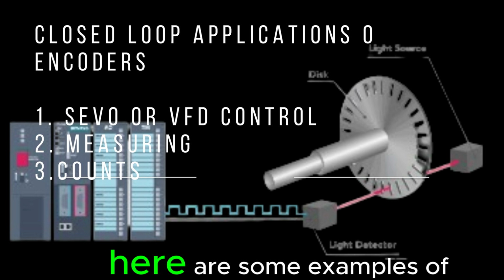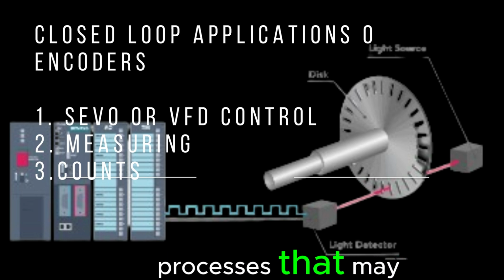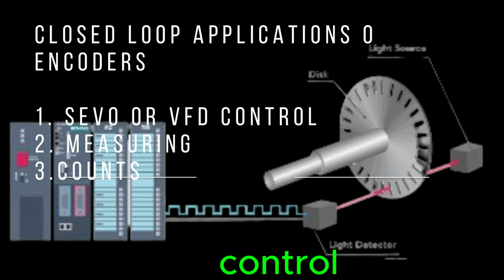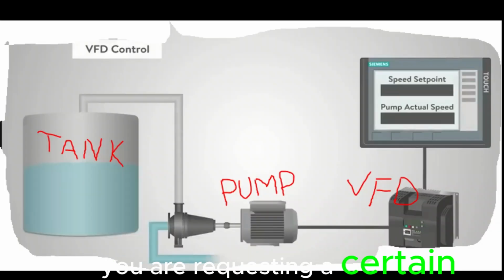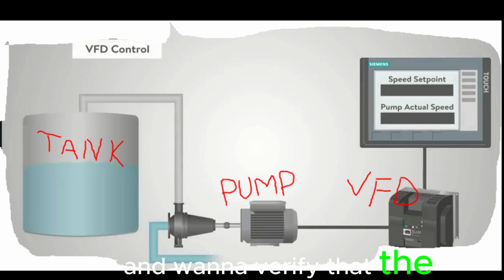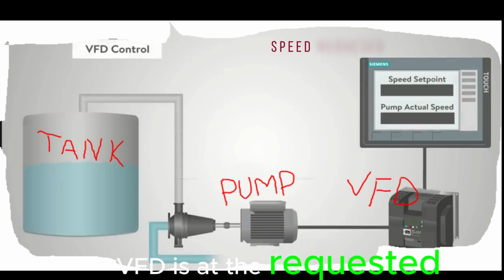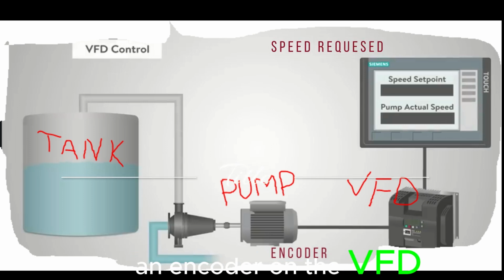Here are some examples of processes that may use an encoder for VFD control. You may be running a pump on a VFD to fill a tank full of a liquid. You are requesting a certain speed and want to verify that the pump's VFD is at the requested speed. An encoder on the VFD may be used for feedback of speed.